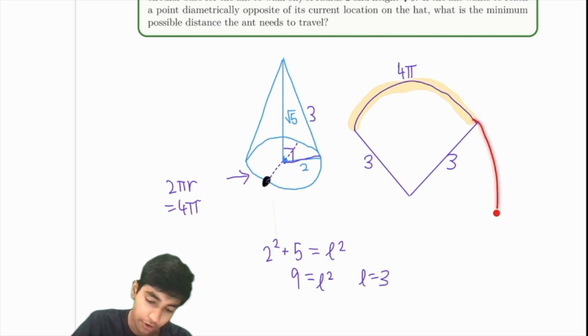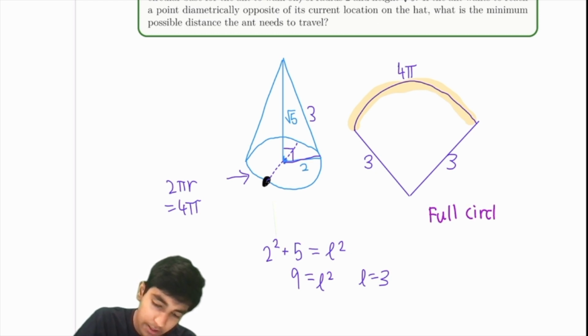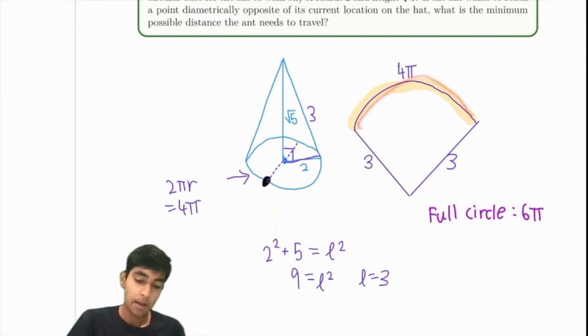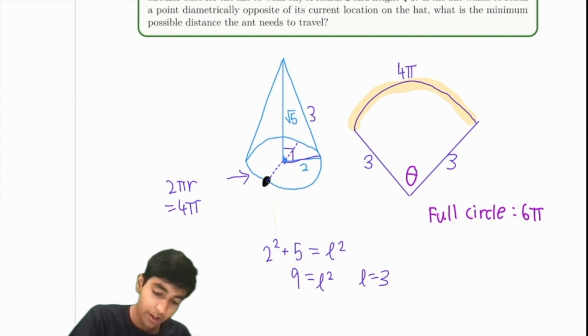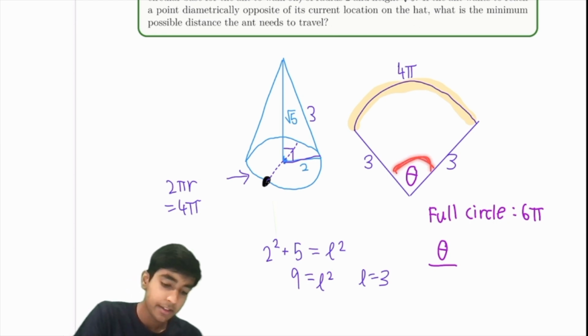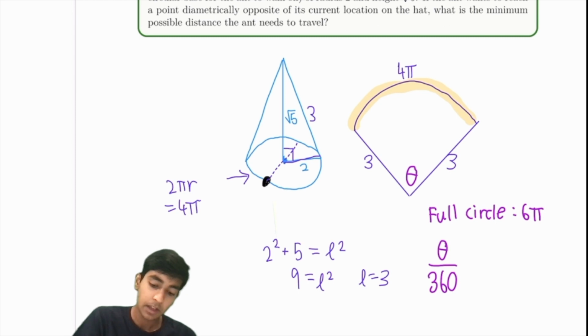Okay, that's good. So what does that mean? Let's imagine we drew the full circle for this, not just a sector. What would its circumference be? The full circle would have a circumference of 6 pi. 2 pi r, 2 times 3 times pi, 6 pi. But it's only 4 pi, not 6 pi. And that's because this is not a full circle. It's some sector. So therefore, let's call theta the angle of this over here. Theta over 360 times the circumference of the full circle equals the length of this arc over here, 4 pi.